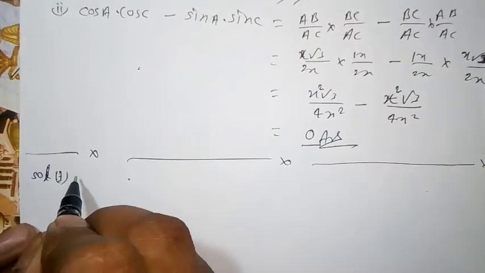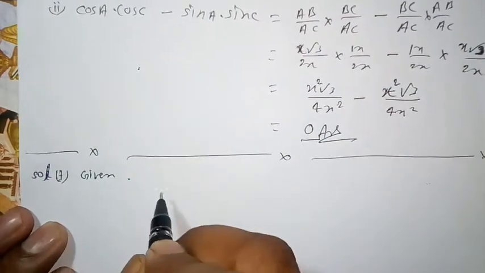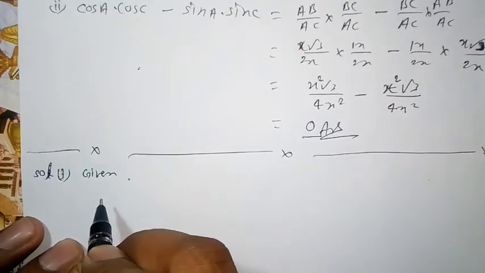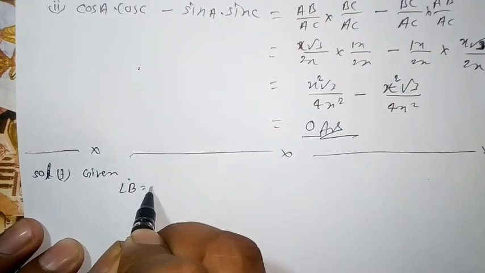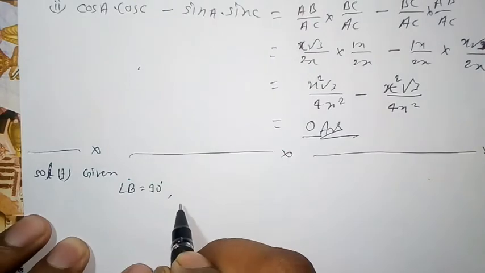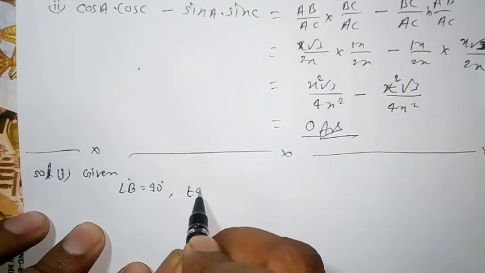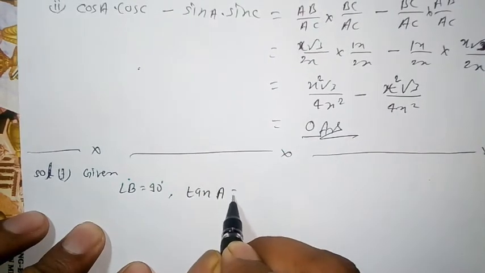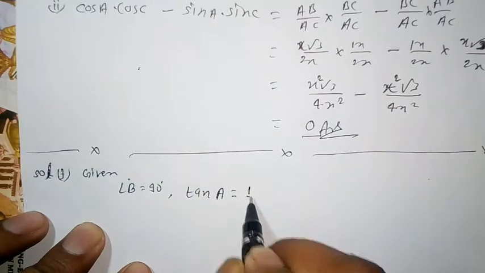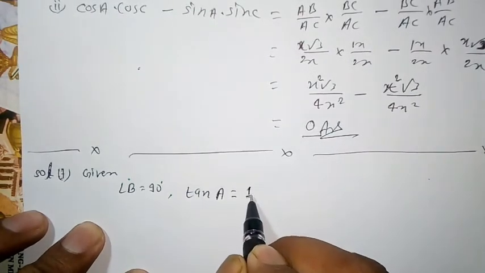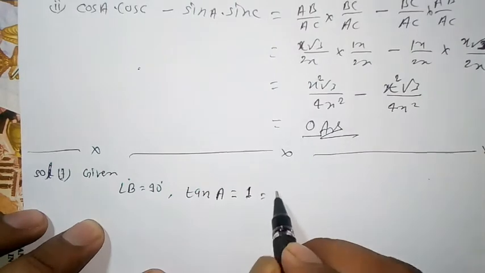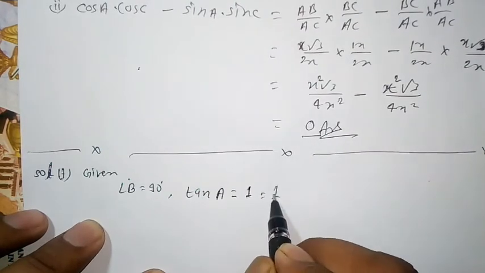In the question, given angle B is equal to 90 degrees and tan A is equal to 1. Okay, I will also write this as 1 by 1.